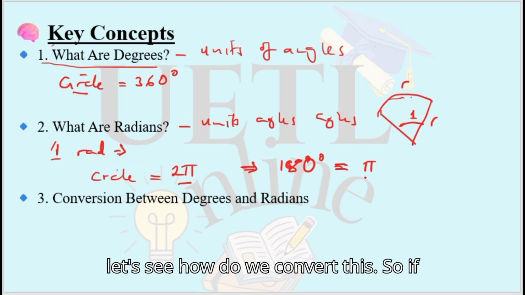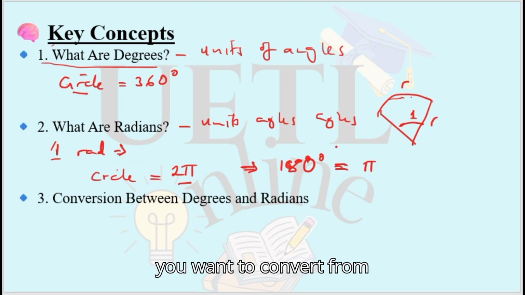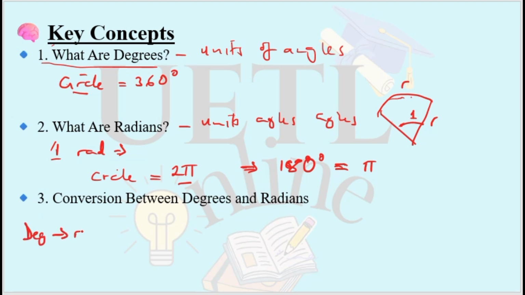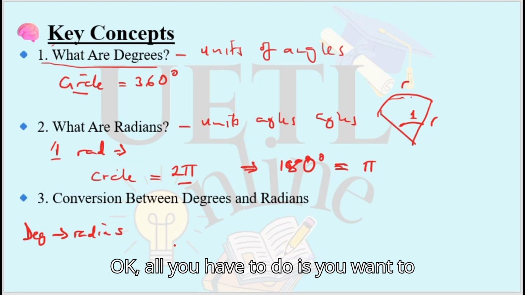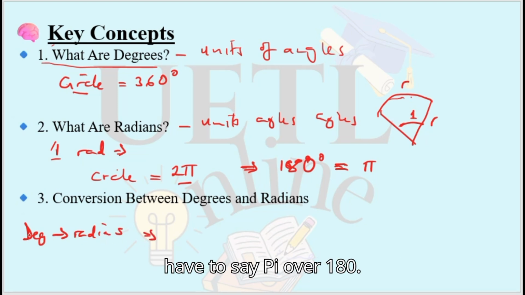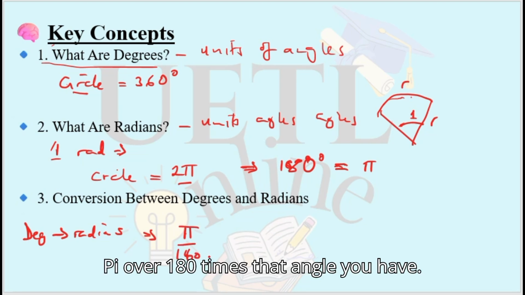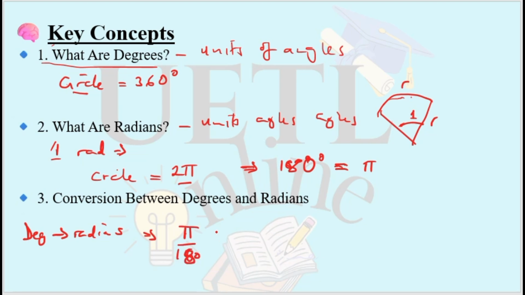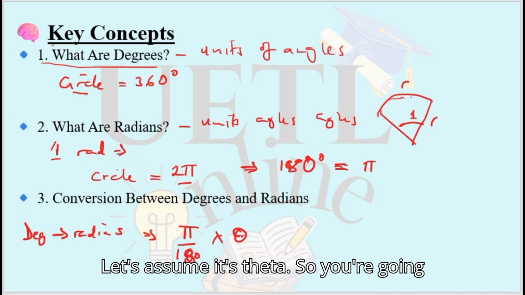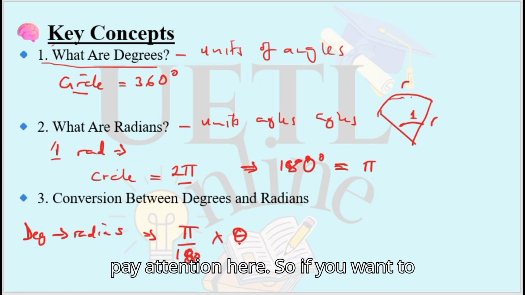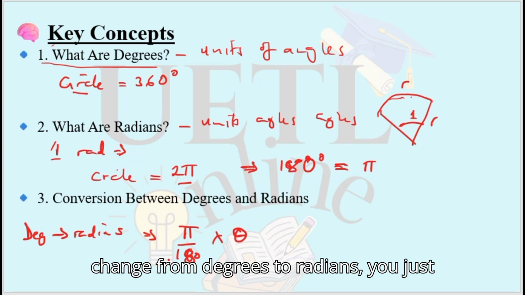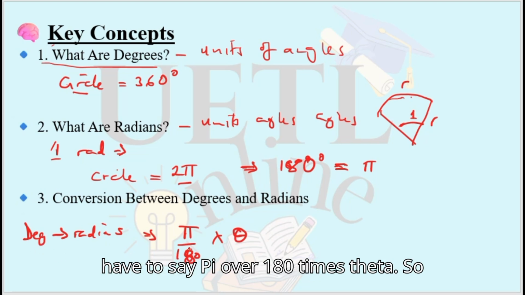Now let's see how we convert this. If you want to convert from degrees to radians, you just have to say pi over 180 times the angle you have. Let's assume it's theta. You're going to be using theta a lot, so pay attention here. To change from degrees to radians, you say pi over 180 times theta.